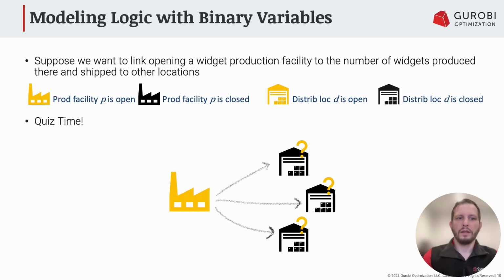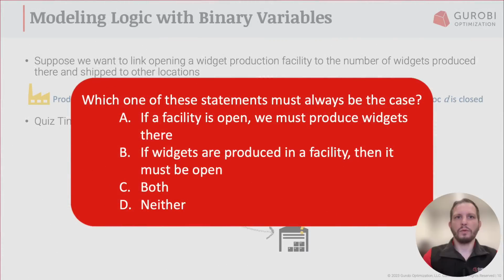So this is the first question I want to pose to you, and it's our little quiz time. In the app or the Hoova platform, you should see a poll on the right-hand side. If you haven't already answered it, now's the time. The question I'd like you to answer in that poll is which one of these statements must always be the case? If a facility is open, we must produce widgets there. If widgets are produced at a facility, then it must be open. Or both, or neither. Maybe we don't know much about this at all. I'm going to give you a few seconds to think about it and submit your poll answer if you haven't already.